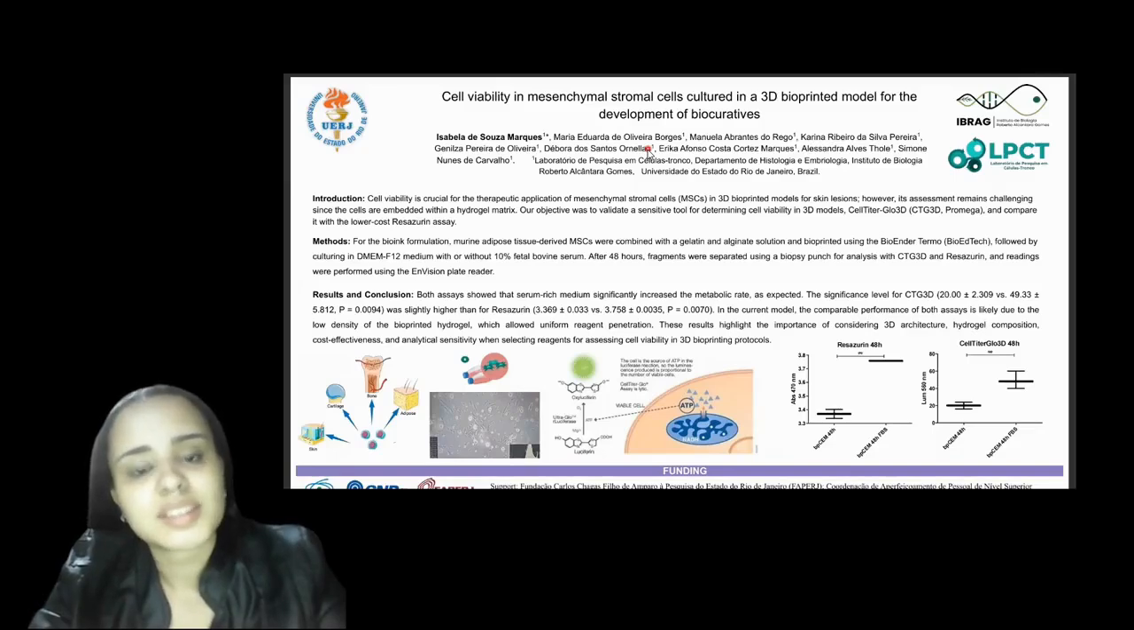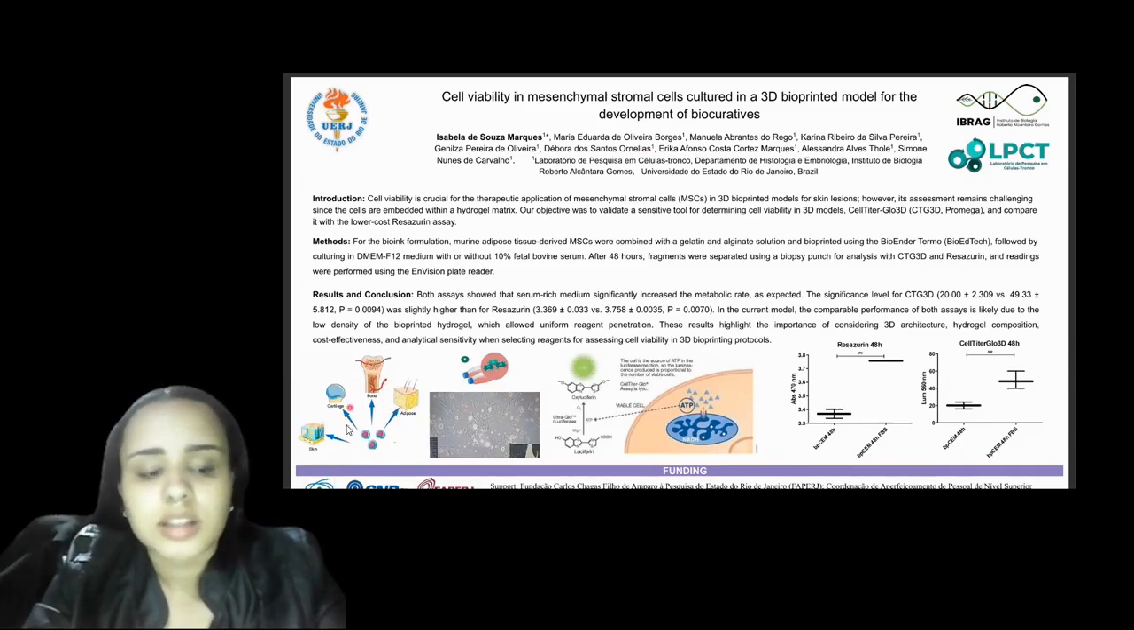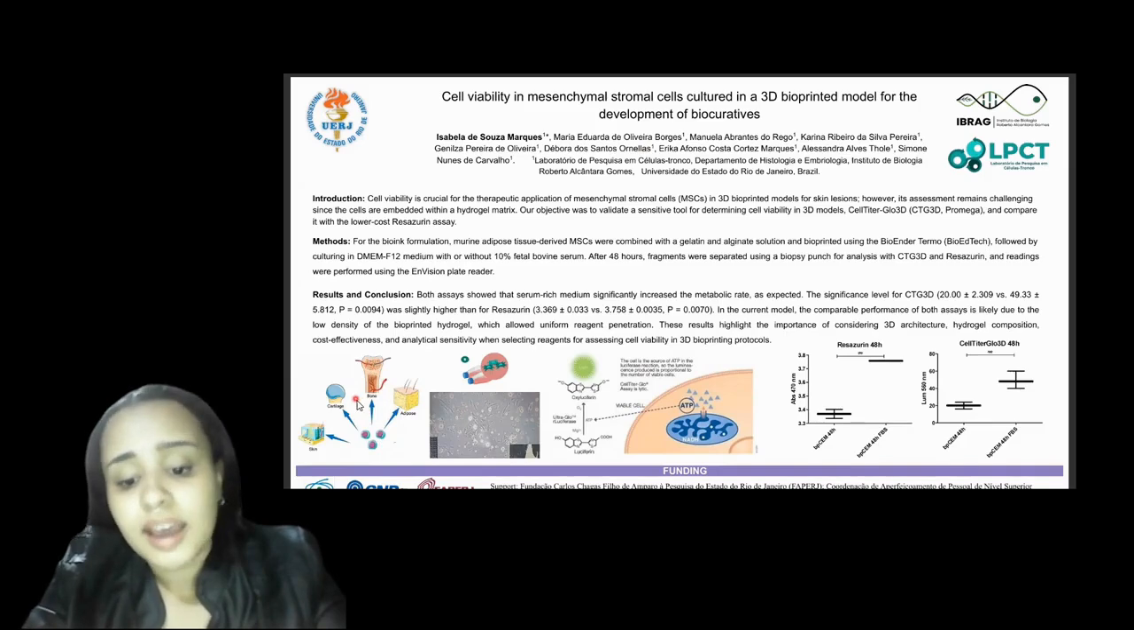Hello, my name is Isabela Marques, and speaking a little about this work, mesenchymal stromal cells are multipotent, so they can differentiate into any lineage of mesoderm cells, such as adipocytes, osteocytes, etc. They have paracrine potential and are not immunogenic, making them interesting for cell therapy.